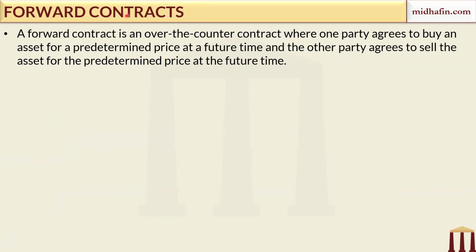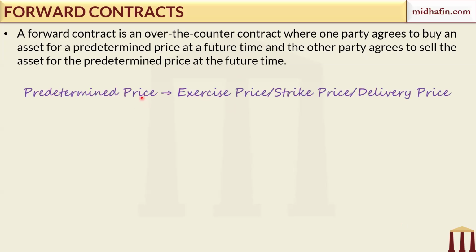Okay, now let's discuss the forward contract. A forward contract is a type of over-the-counter agreement between two parties. In this agreement, one of the parties is agreeing to buy an asset and the other party is agreeing to sell the asset. Both of them, of course, are doing it at a predetermined price, the same predetermined price, at a future date, future time. Now this predetermined price is often known as the exercise price, or strike price, or delivery price.